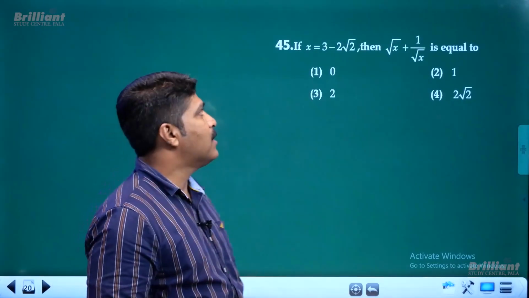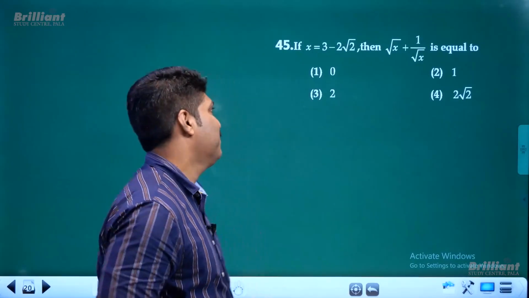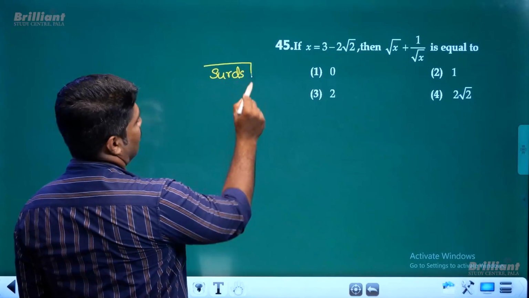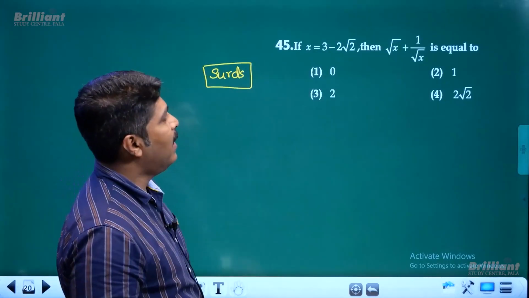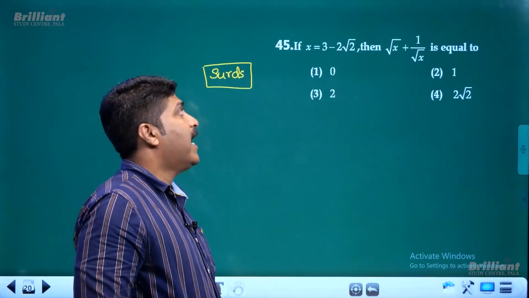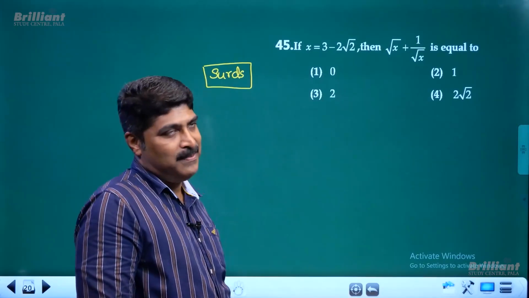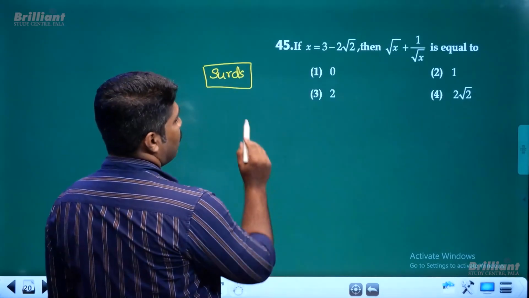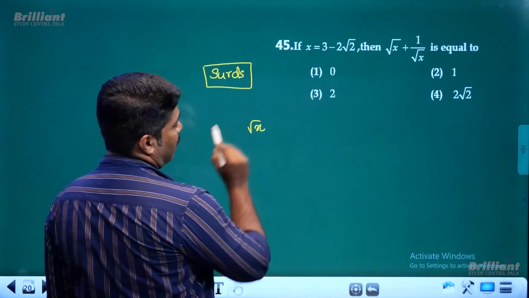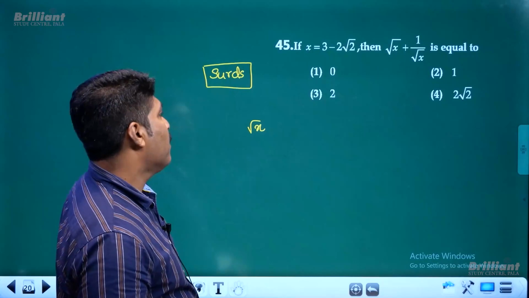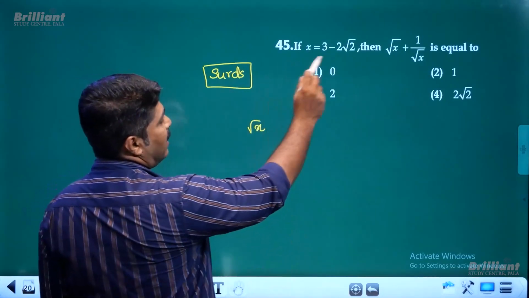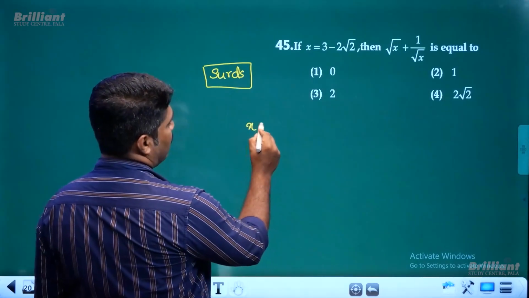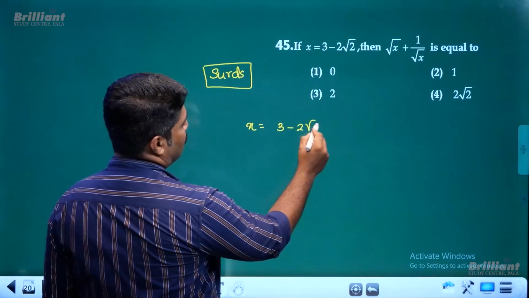The next one is another question from surds. Here it's an important question, where you have to find the square root of the surd. How to find the square root of a surd? You have to consider the square root of a surd, in the sense root x we are going to find out. Root x, how can we find it for 3 minus 2 root 2? So from this one, how to find the square root, as x is equal to 3 minus 2 root 2.